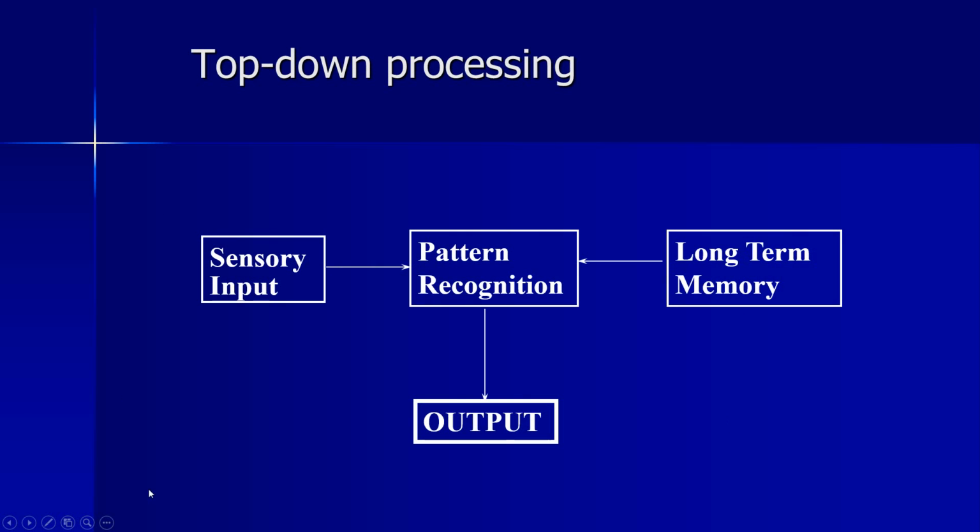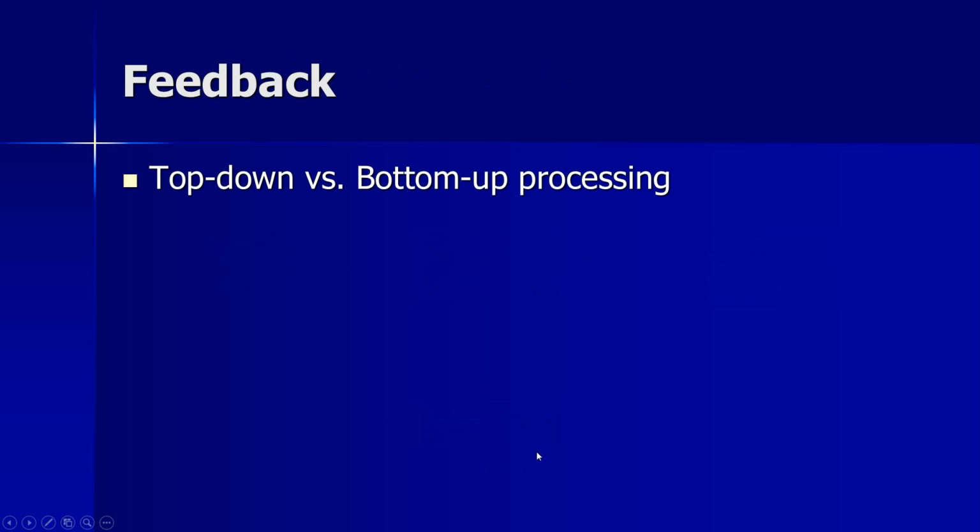So the basic idea is this. We have sensory input, we have what we know coming into some sort of pattern recognition device or process, which then tells us what something is. And that's how we get our conscious experience.